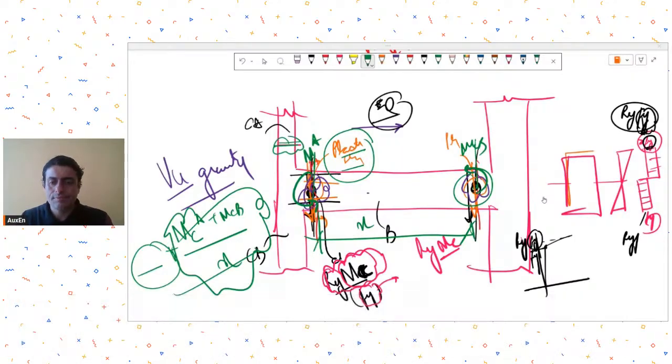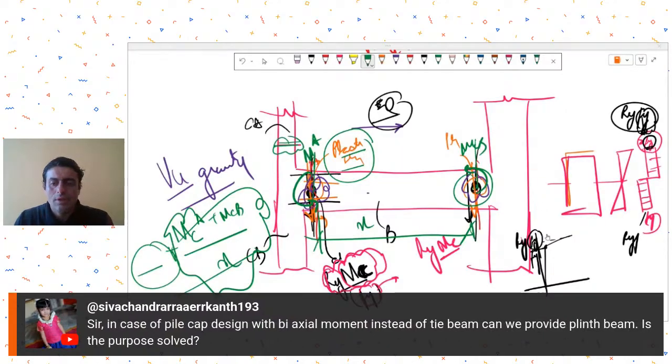Okay, good. So then the next question is from Shiva Chandran. No, Shiva Chandra. In case of pile cap designed with biaxial moment, instead of tie beams, can we provide plinth beam? Is the purpose solved?